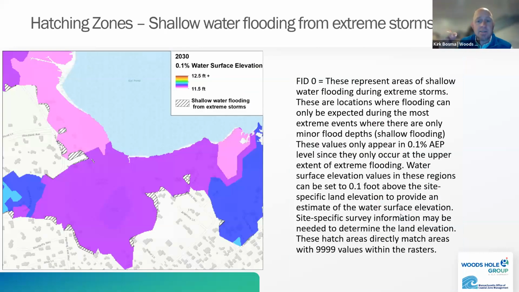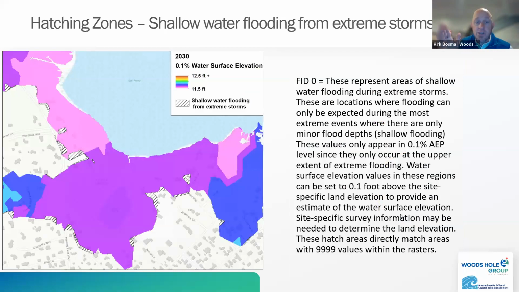Shallow water flooding, that's a 9999 indicator in the GIS data. That's only going to show up in your 1,000 year water level, and that's just shallow water areas where wind might be pushing water in that area, and frankly are, in our opinion, zones you can almost ignore because it's just very, very minor flood depths.